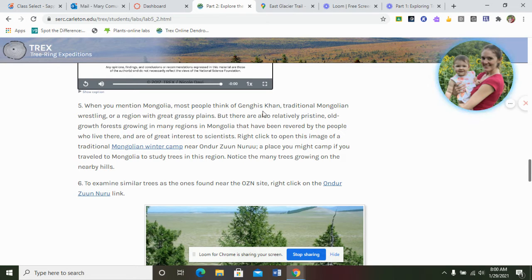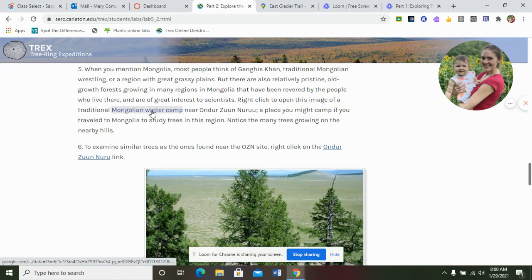When you mention Mongolia, most people think of Genghis Khan, traditional Mongolian wrestling, or a region with great grassy plains, but there's also relatively pristine old-growth forests growing in many regions of Mongolia that have been revered by the people who live there and are of great interest to scientists.